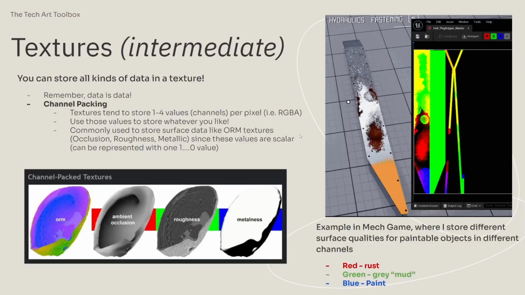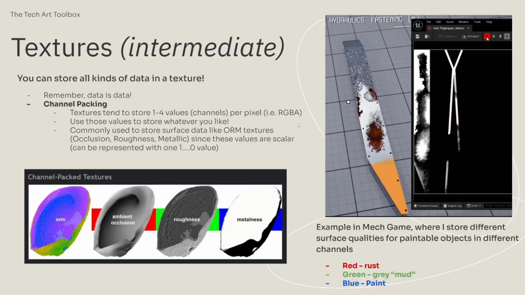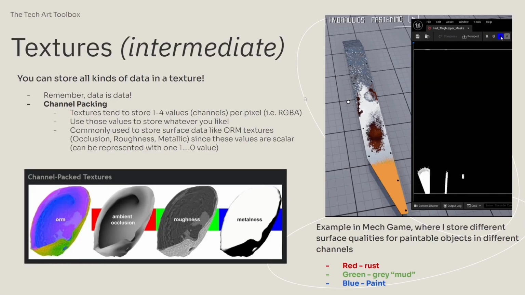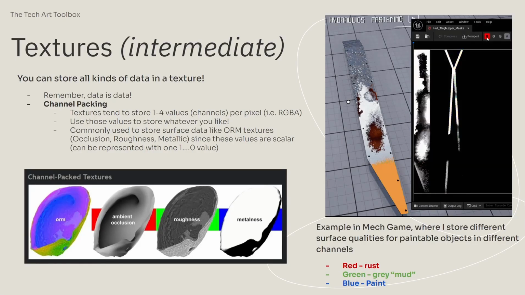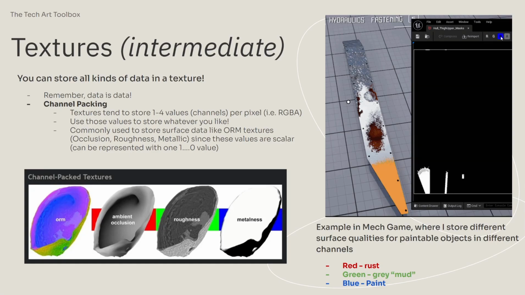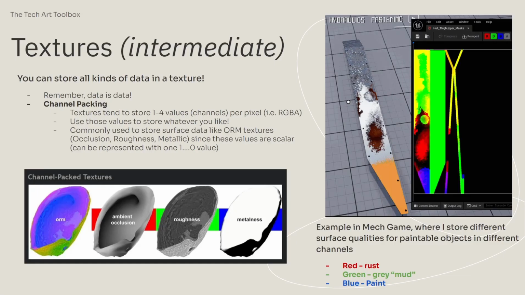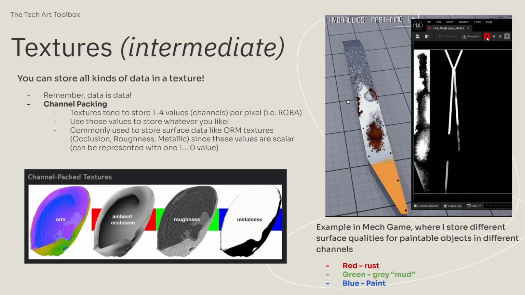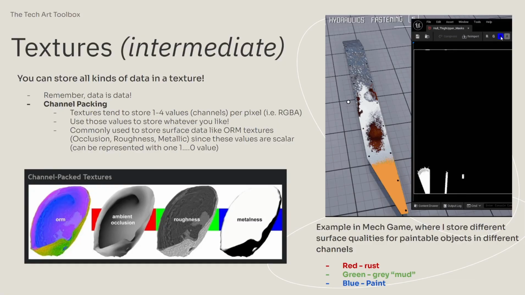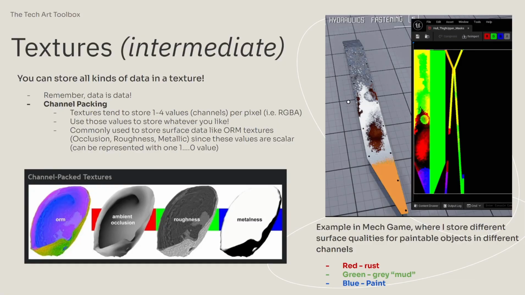Let's get a little more into the nitty gritty of what you can do with the texture. One technique is called channel packing. Textures, as I've said, tend to store between 1 and 4 values in red, green, blue, and alpha, which is how transparent your texture is in each pixel. But you can use those channels to store whatever you like.